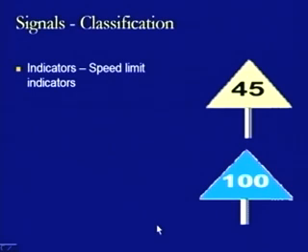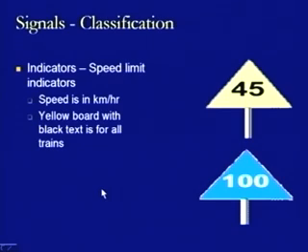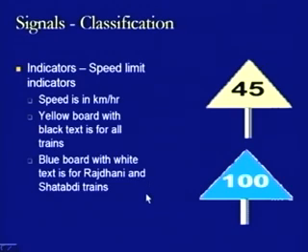Then we have some other indicators like the speed limit indicators. If this is 45, it means 45 kilometers per hour, if it is 100, it means 100 kilometers per hour. A yellow board with black text is generally used for all types of trains, whereas a blue board with white text is used for Rajdhani or Shatabdi trains. So, next time when you are traveling and you see this, you can understand that this is a restriction for Rajdhani Shatabdi and this is a restriction for the rest of the trains.